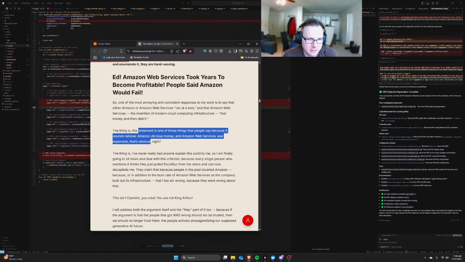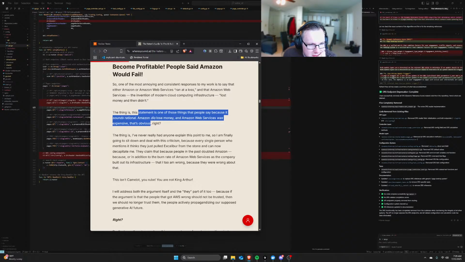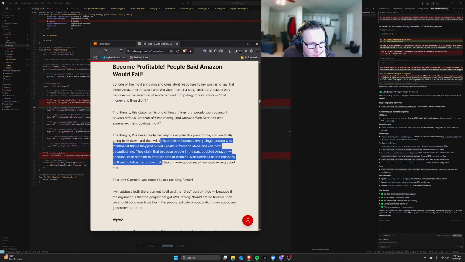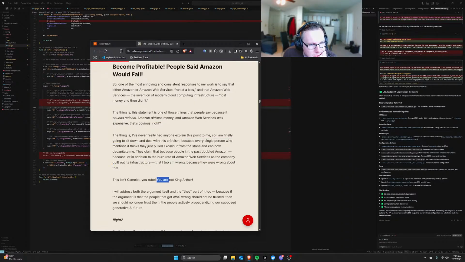I never really had anyone explain this point to me, so I'm finally going to sit down and deal with this criticism, because every single person who mentions it thinks they just pulled Excalibur from the stone and can now decapitate me. They claim that because people in the past were wrong about Amazon, because of or in addition to the burn rate of Amazon Web Services as a company built out its infrastructure, I too am wrong. This isn't Camelot, you rube. You are not King Arthur. Ha ha ha. I will address this argument, because the argument is that if people got AWS wrong, then you shouldn't trust them.